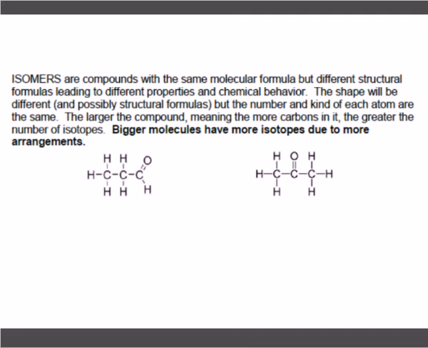Basically, guys, isomers: same formulas, different structures. They've got the same number of atoms, they just are drawn different ways. Bigger molecules do have more isomers because they have more arrangement possibilities.